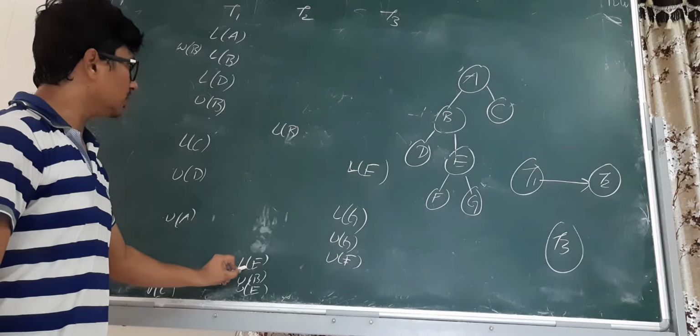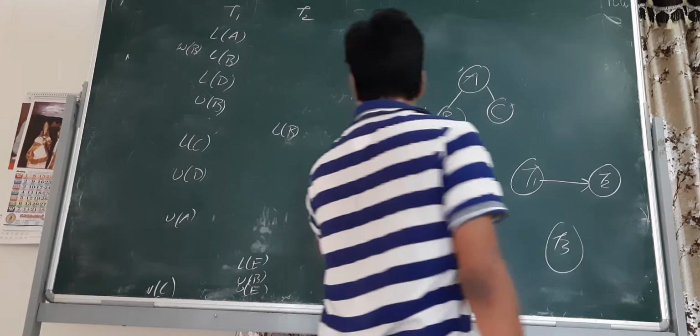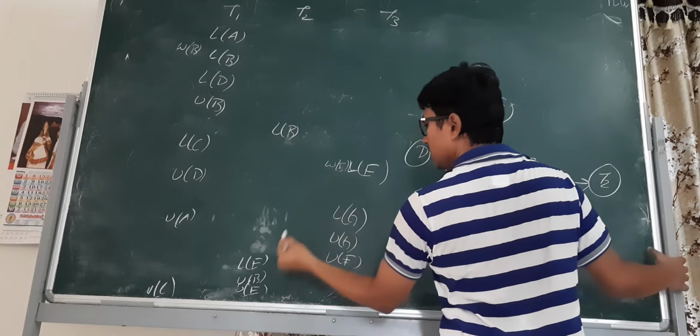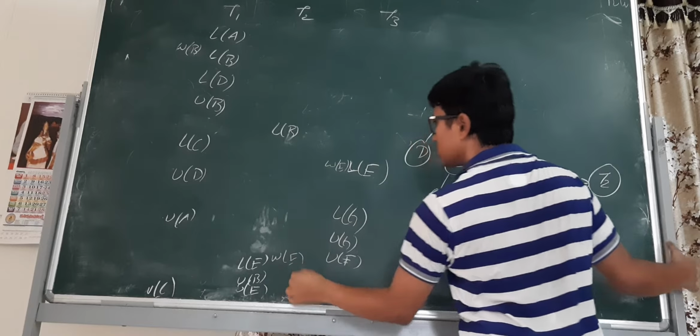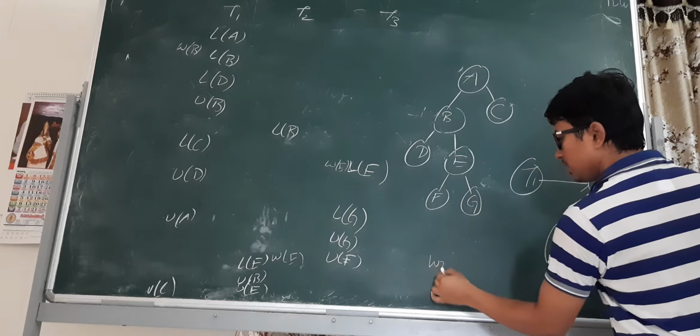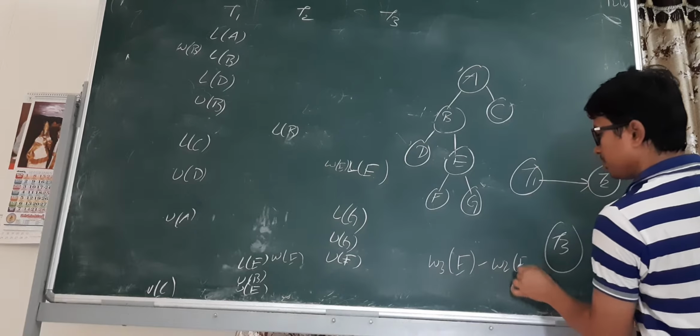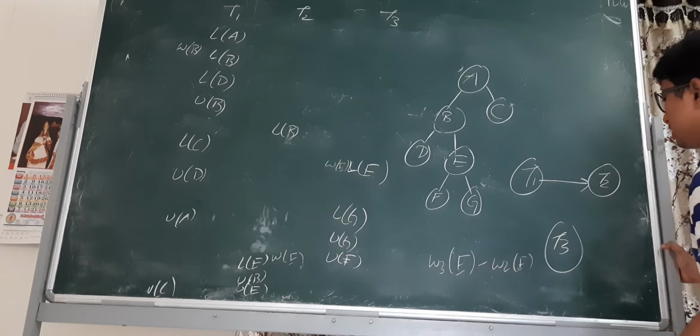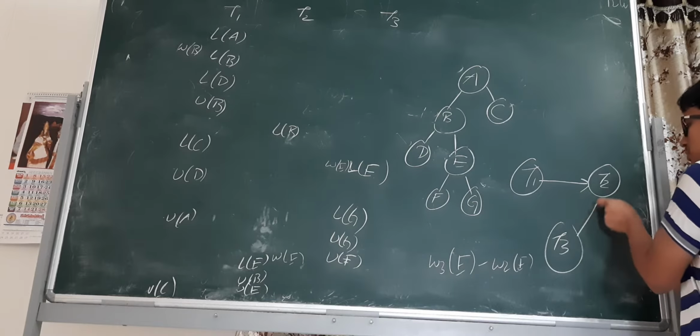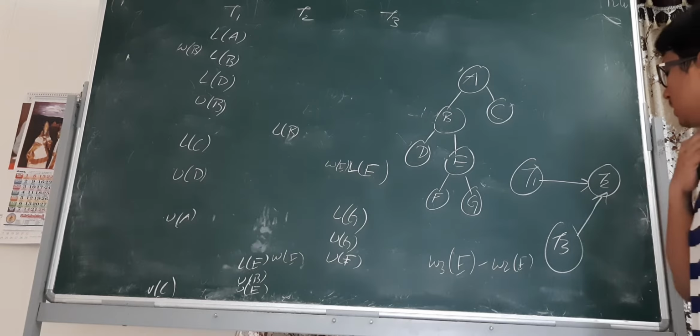Now lock on E is coming here. Again there is a lock on E. It is a write operation and this is also a write operation. So what is the order? W3 of E to W2 of E, meaning you should have an edge from T3 to T2.